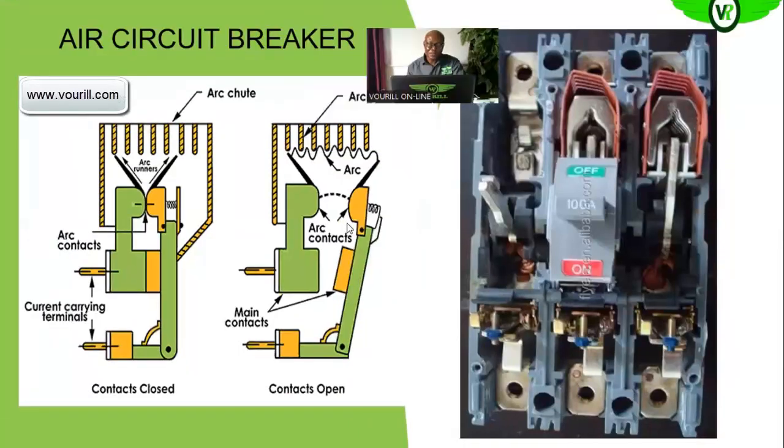So here is the pictorial representation of the air circuit breaker contact, okay, and the arc formation and the arc chute. So now we have two contacts, as you can see here. We have the main contact and the arcing contact, okay? This is the arcing contact and this is the main contact. When you are closing the circuit breaker, the arcing contact is made first, okay? And when you are opening the circuit breaker, the arcing contact opens last. The reason is this.